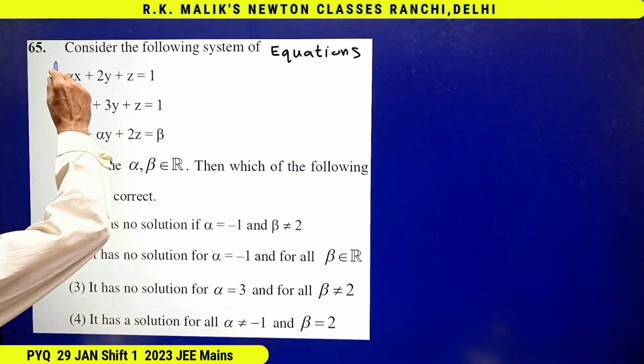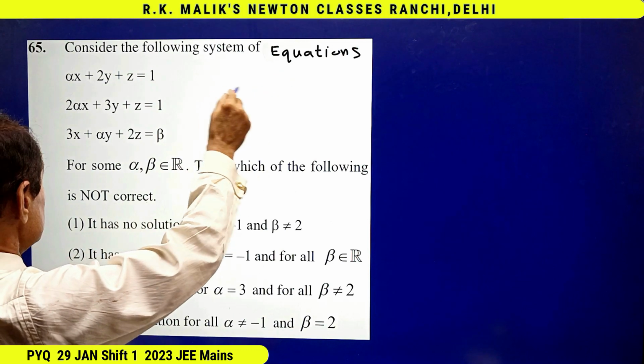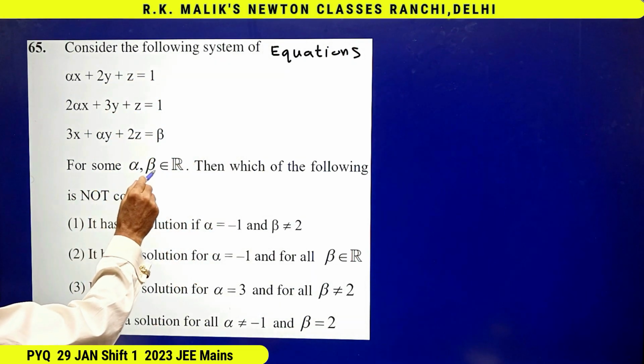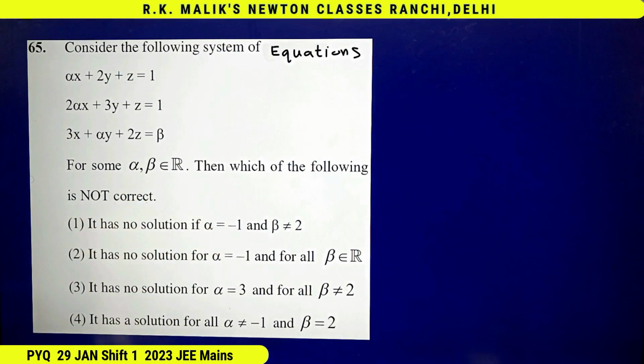In this question, it's given that consider the following system of equations, these three, for some value of alpha and beta belonging to R. Then which of the following is not correct?